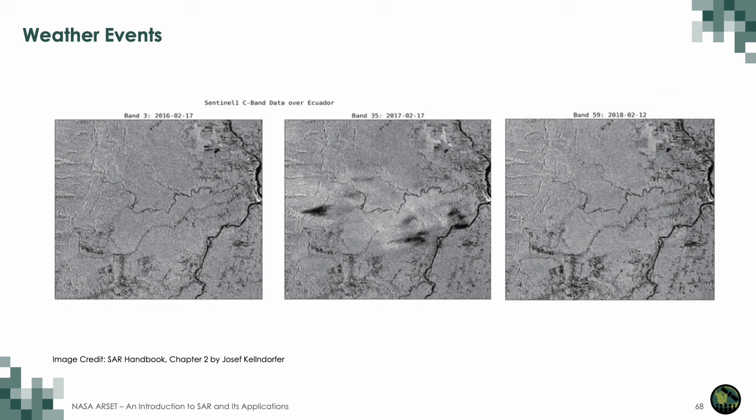affect your signal. So here we have an example of the effect of an increase in surface moisture on the radar signal. This is a Sentinel-1 C-band image over an area in Ecuador for 3 different years. And 2017, which is the image in the middle, looks different than the rest of the images. It has some bright and dark anomalies. The dark areas are associated with active rain causing very strong signal attenuation. And the bright areas are the result from wet vegetation and soils from the rain event.